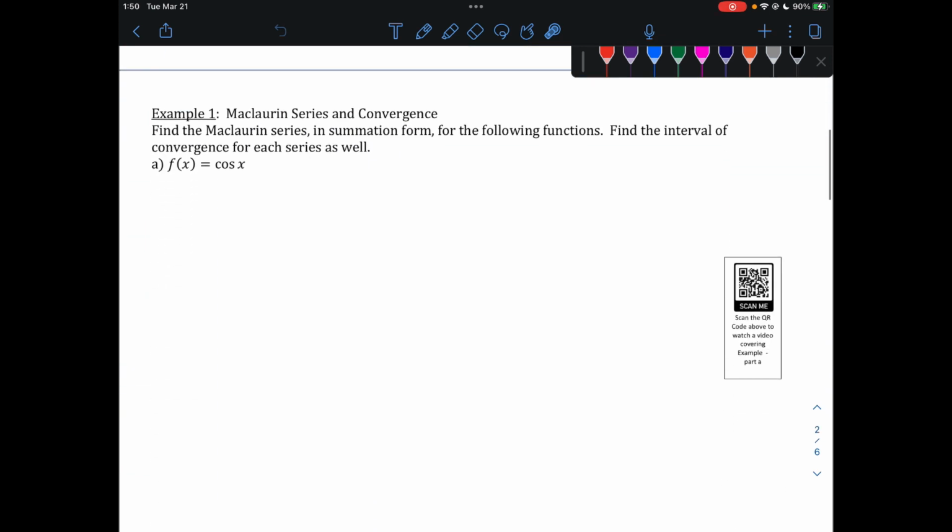All right, so let's take a look at our first problem here. It says to find the Maclaurin series in summation form for the following functions, and find the interval of convergence as well. First of all, we have cosine of x. This is going to be centered at 0, so really it's a Maclaurin series here. We're going to start with our Taylor series form, right?